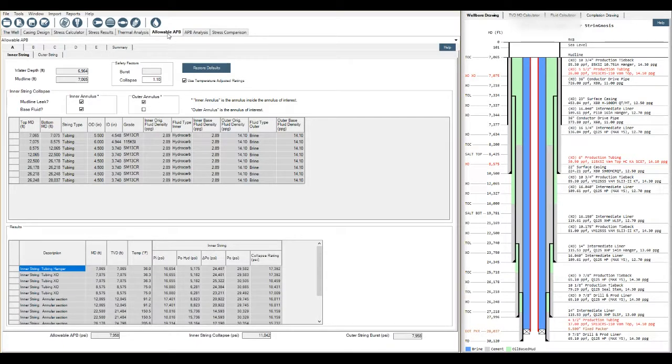We have allowable APB, where the program will calculate, based on the inputs you've entered in the casing design and the stress calculator, what is the allowable APB allowed in that string before you run into problems.